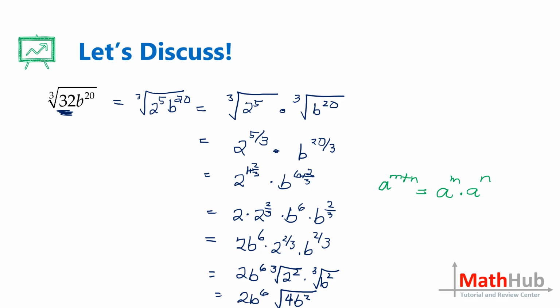So in here, what's important is the main part where 5 over 3 is equal to 1 plus 2/3, and 20 over 3 is equal to 6 plus 2/3. Now, if we want to do it the shorter way, from cube root of 2 to the 5th b raised to 20, what you just need to do is divide the exponents by the index.